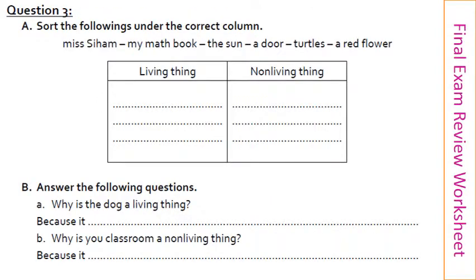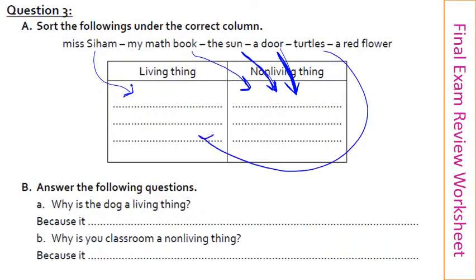Question 3. Sort the following under the correct column. We have living thing and non-living thing. Miss Ham is a living thing. She is alive. She grows. She needs food and water. My math book, non-living thing. The sun doesn't grow. It doesn't need water or food. A door is also a non-living thing. It doesn't grow. It doesn't need water and food. Turtles are animals. They need food. They grow. They need water. A red flower, plants also, flowers are living things because they need food, they need water, they die, they grow.